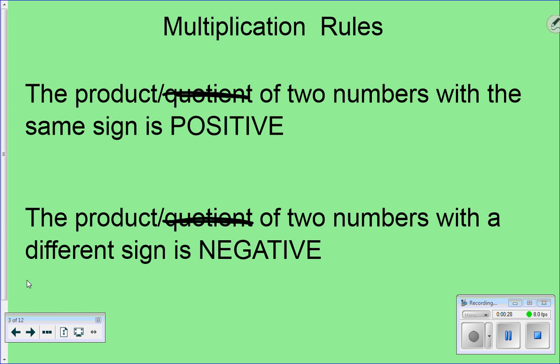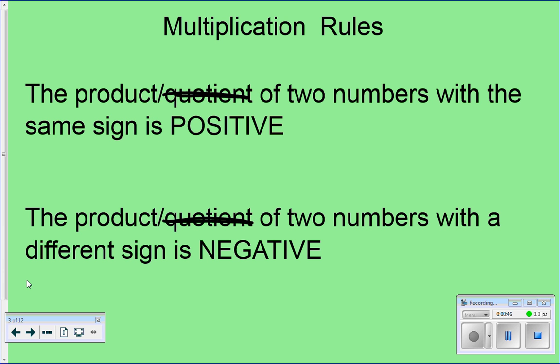Okay? So, when you're multiplying two numbers that have the same sign, the answer is positive. Do you have something like that in your notes? Okay? When you multiply something of two different signs, the answer is always negative. Do you have something like that written in your notes? Those are the two most important things you need to have today.